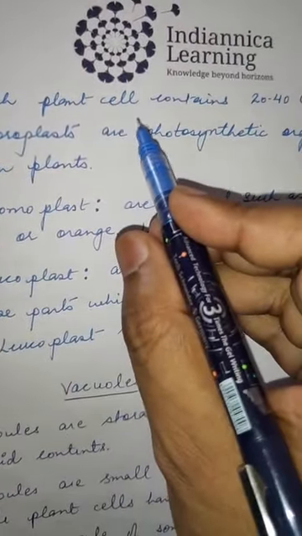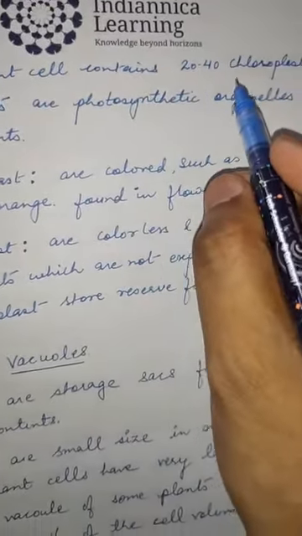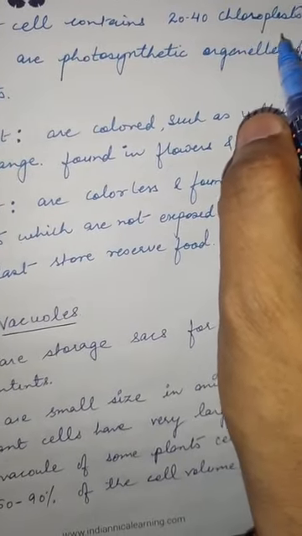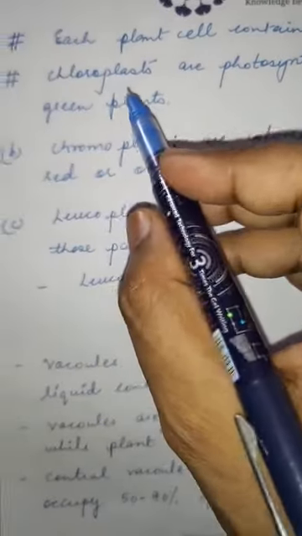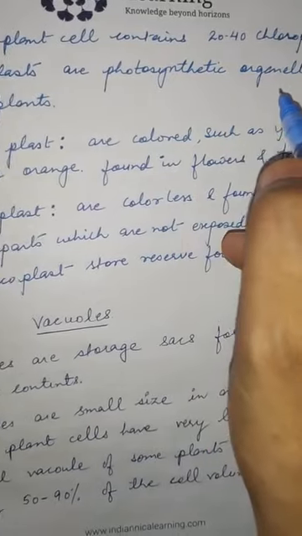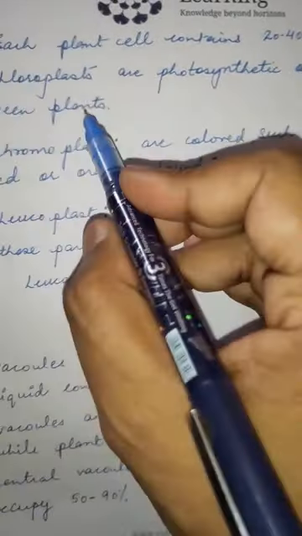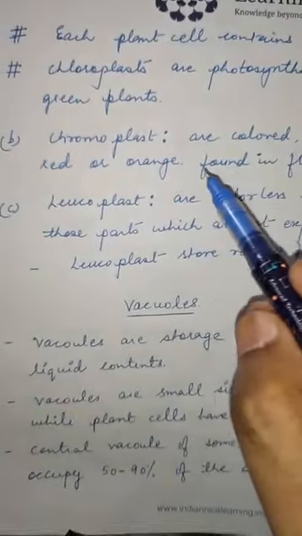Each plant cell normally contains 20 to 40 chloroplasts, right? Chloroplasts are photosynthetic organelles of green plants.